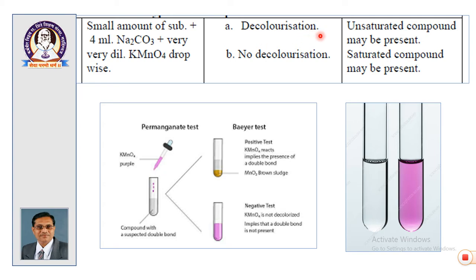Whenever there is disappearance of the color, then an unsaturated compound is present. Whenever there is no decolorization, a saturated compound is present. So, the slide explains that there is disappearance of color and there is no decolorization. So, whenever there is no decolorization, the compound is saturated. Whenever there is decolorization, the compound is unsaturated. Decolorization, unsaturated; no decolorization, saturated compound. So, this is called the Baeyer test.